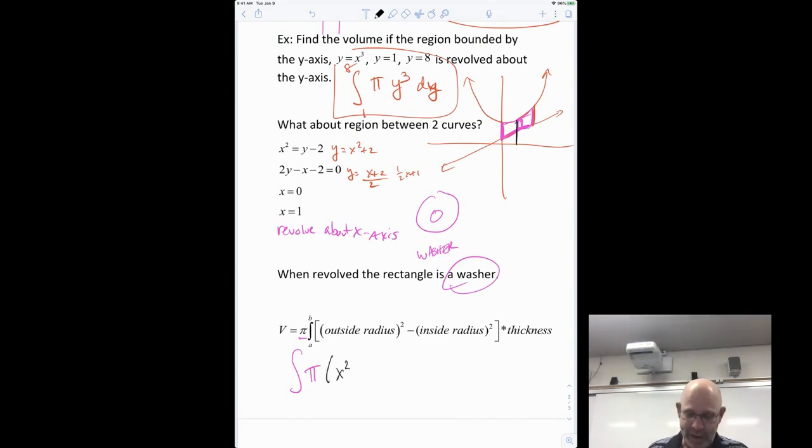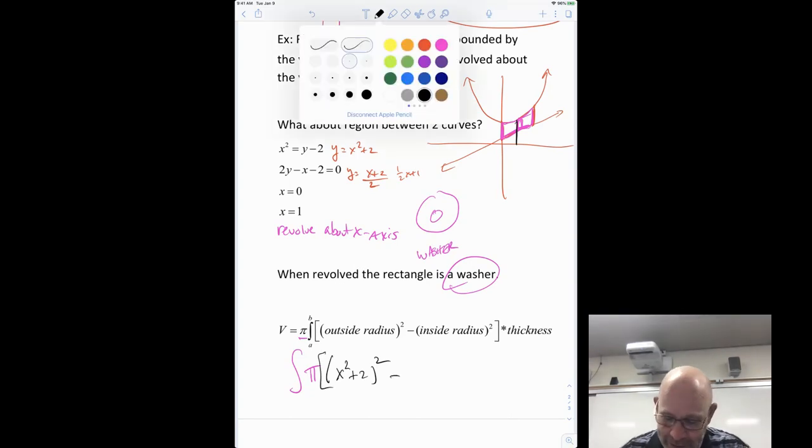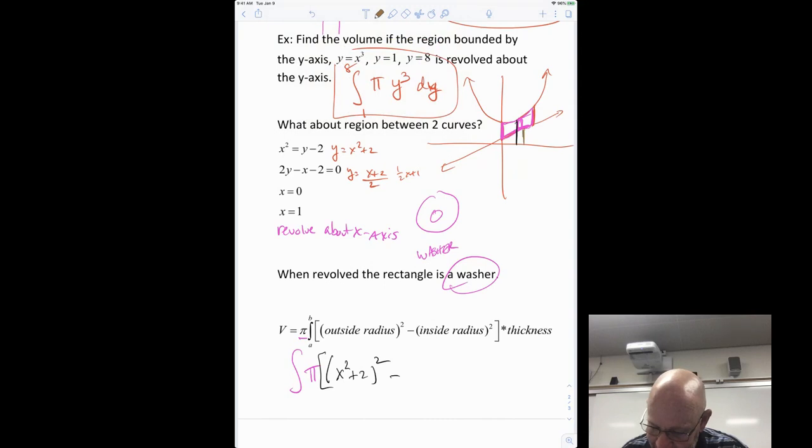That's the x squared plus 2. We're going to square it, minus the inside radius. The inside radius will go with brown. This is the inside radius right here, brown, which is just that other line, which is the 1/2 x plus 1 squared. The thickness is your dx, and we're integrating from 0 to 1.